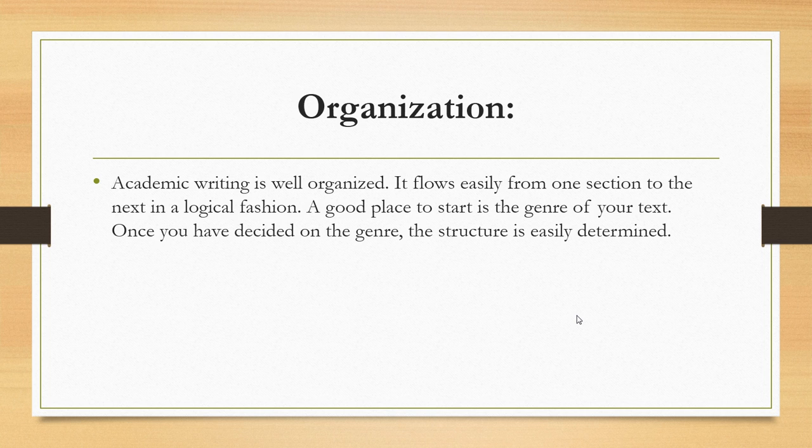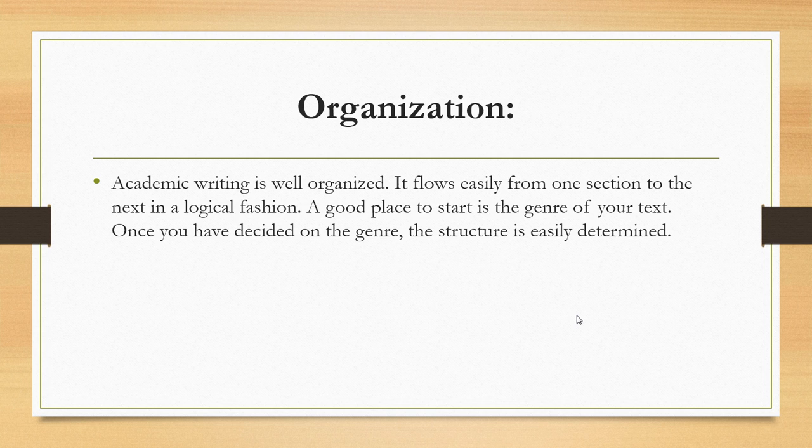Organization. Academic writing is well organized. It is quite in order. It flows easily from one section to the next in a logical fashion. We are talking about coherence and cohesion. We have already talked about that. Organization means coherence and cohesion.